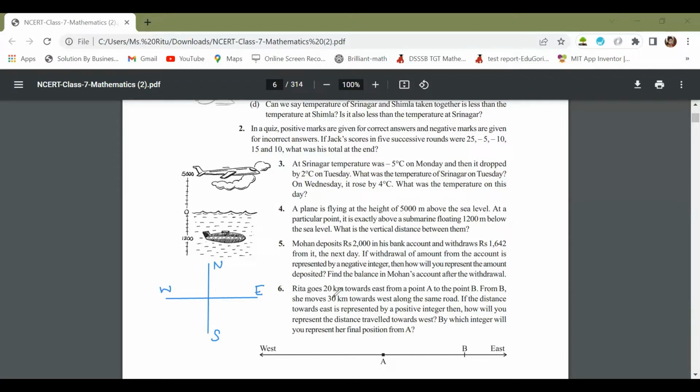Now Rita goes 20 kilometers towards east from point A to B. So from here to here, Rita went towards east 20 kilometers. So this distance from A to B is 20. Now from B she moves 30 kilometers towards west. Now from B she is going here in the west direction. How much? 30 kilometers. So when she goes towards west, 20 is covered already, and she will cover a bit more, she reached 30 up to here.